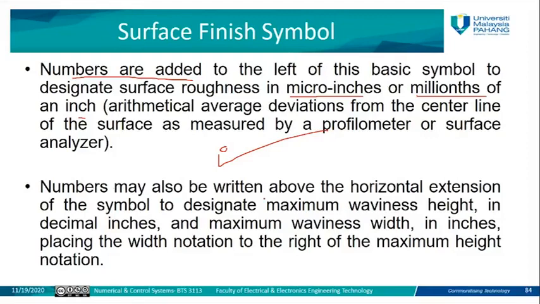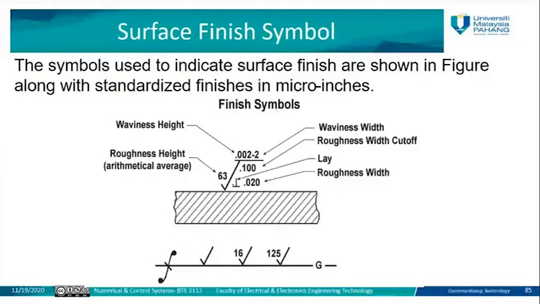The number may also be written above the horizontal extension of the symbol here to designate the maximum waviness height. This is another parameter that needs to be added in order to define the surface finish symbol. So as you can see here, this will be the surface finish symbol.